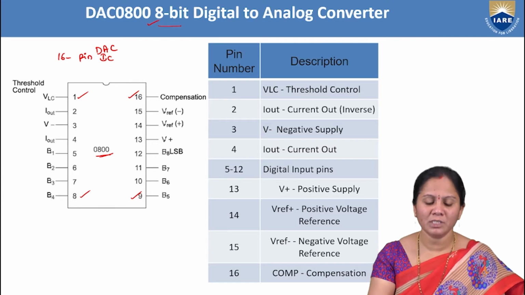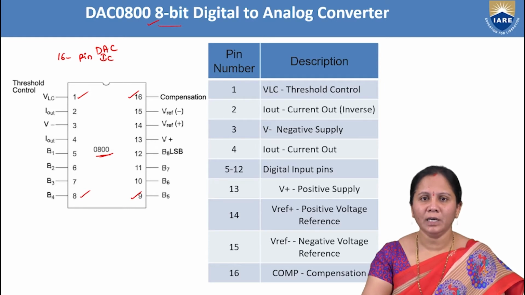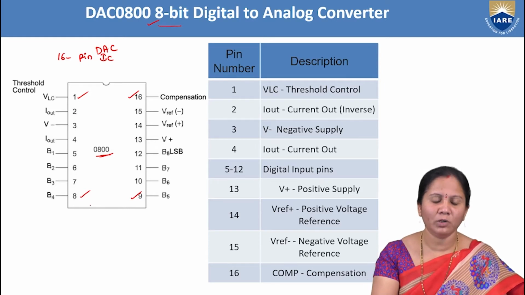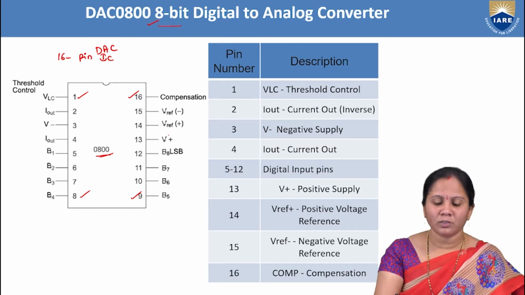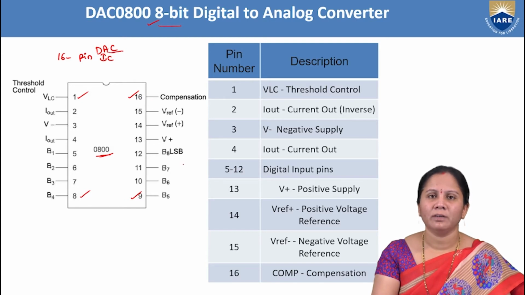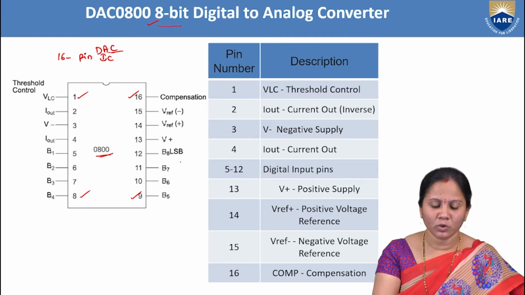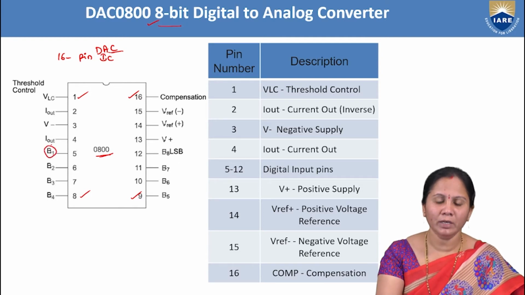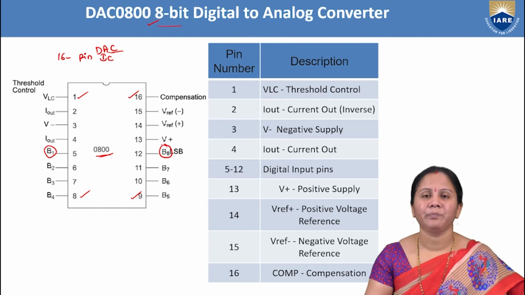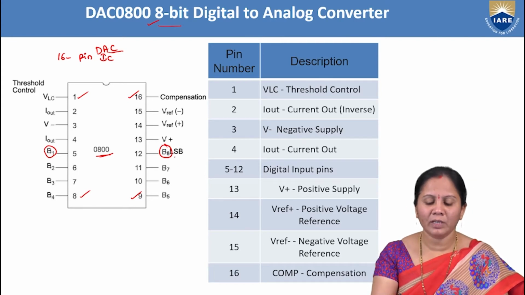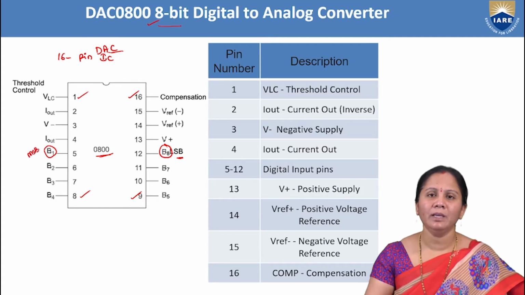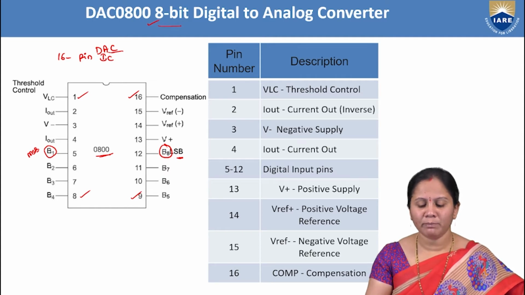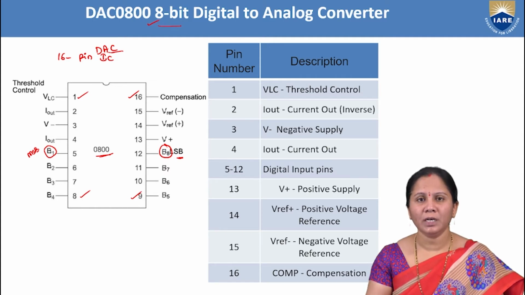Dual inline package means half of the pins will be at one end of the IC, and the remaining half of the pins will be at the other end. You can see 1 to 8 here, and 9 to 16 at the other end. For the digital to analog conversion, the digital input will be from B1 to B8. The bit we give at B8 should be the LSB, and at B1 we have to provide the MSB. So the pins from B1 to B8 are the digital input pins.